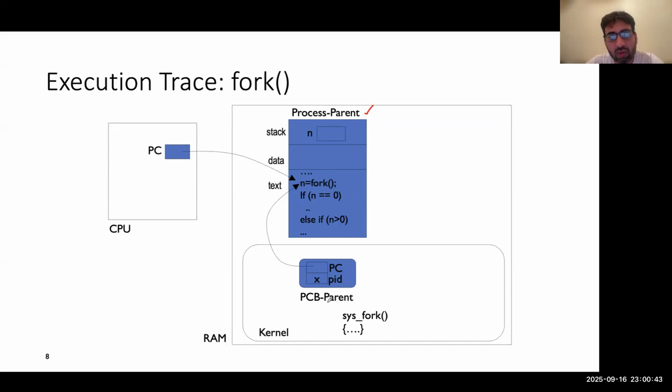This is in the user space. In the kernel space, we maintain the process control block for each process, right? Let's say this is the process control block for the parent. We hold the ID of the process, which is X for this parent process, and we also hold the value of PC, which points to the statement where we are going to execute n is equal to fork. This PC is simply a copy of the program counter register, stored in the process control block.